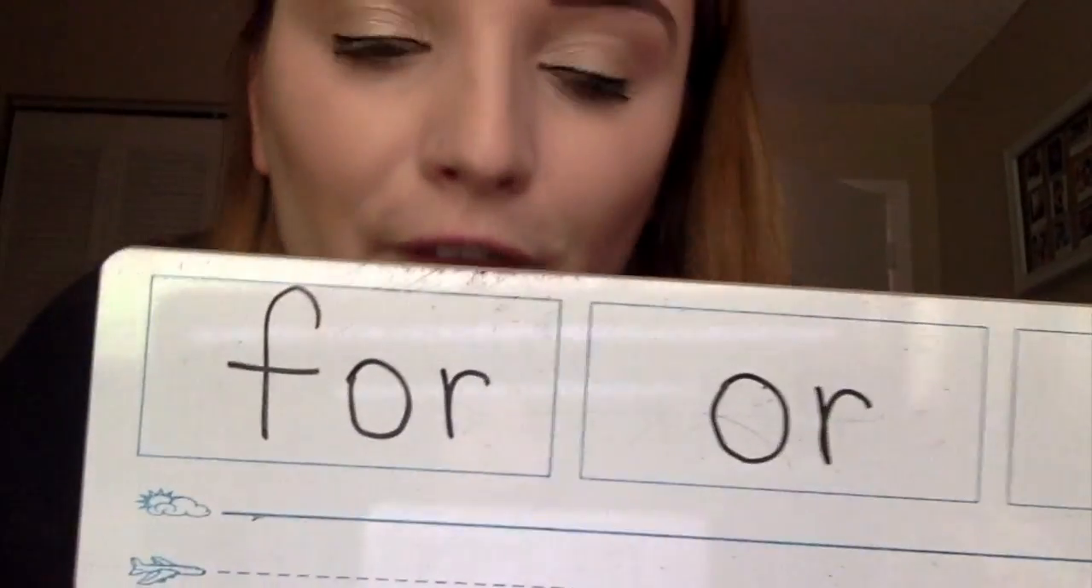So remember, these are our two sight words. I'm writing them on my board right now. For and or. Let's spell them together. For.